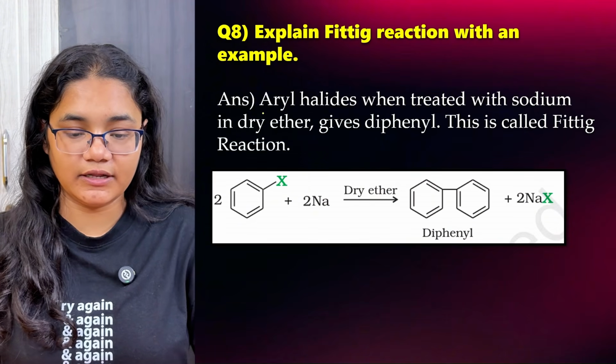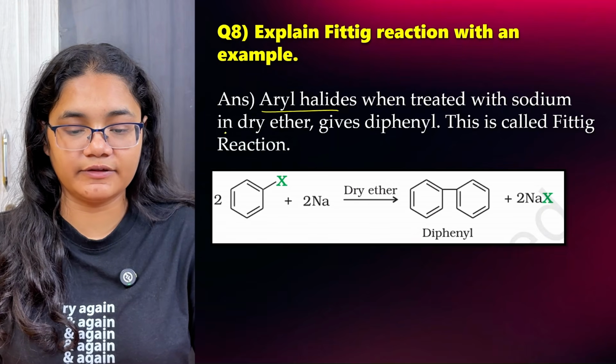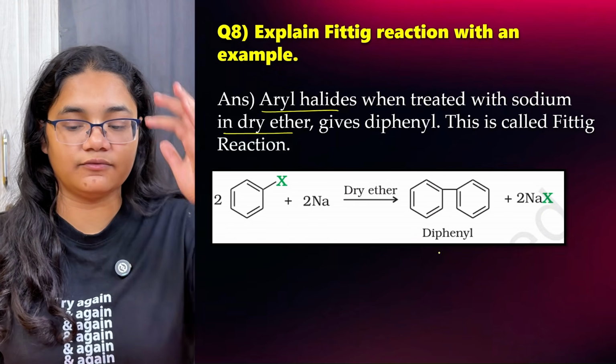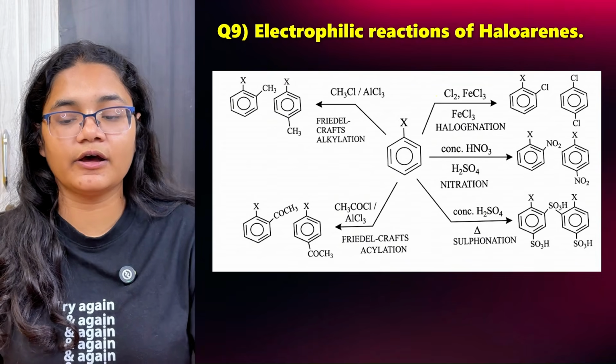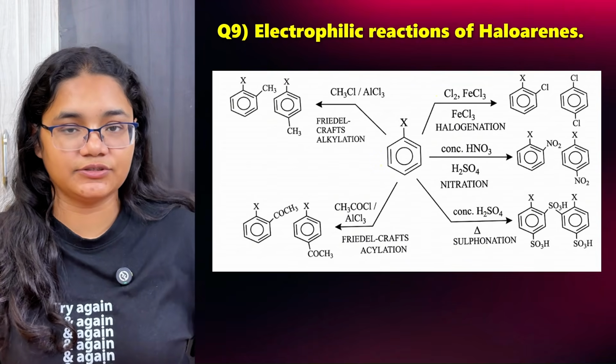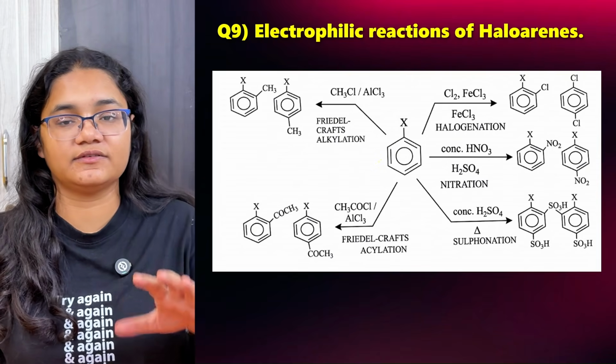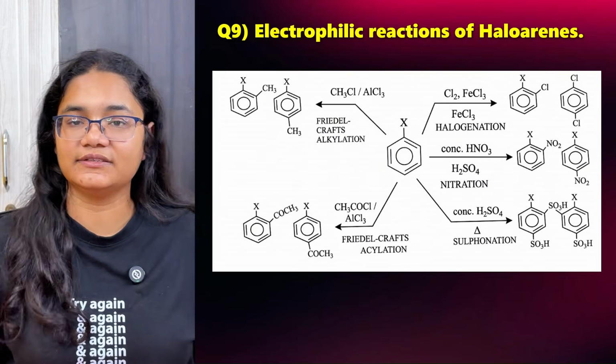Next, we have only Fittig reaction. So aryl halides when treated with sodium in dry ether react to give you diphenyl. This is called Fittig reaction. Now here are all the electrophilic substitution reactions of haloarenes. So you have to prepare these reagents and all. So just go through these reactions.